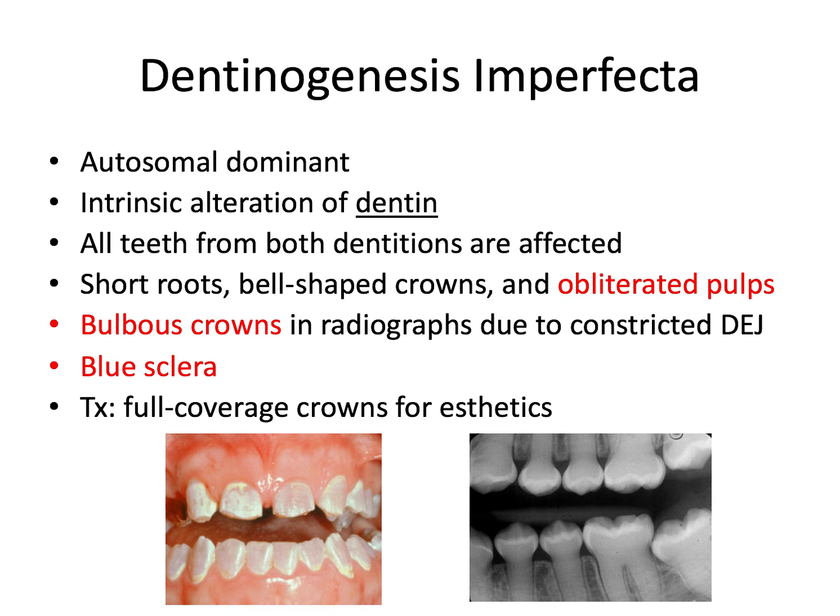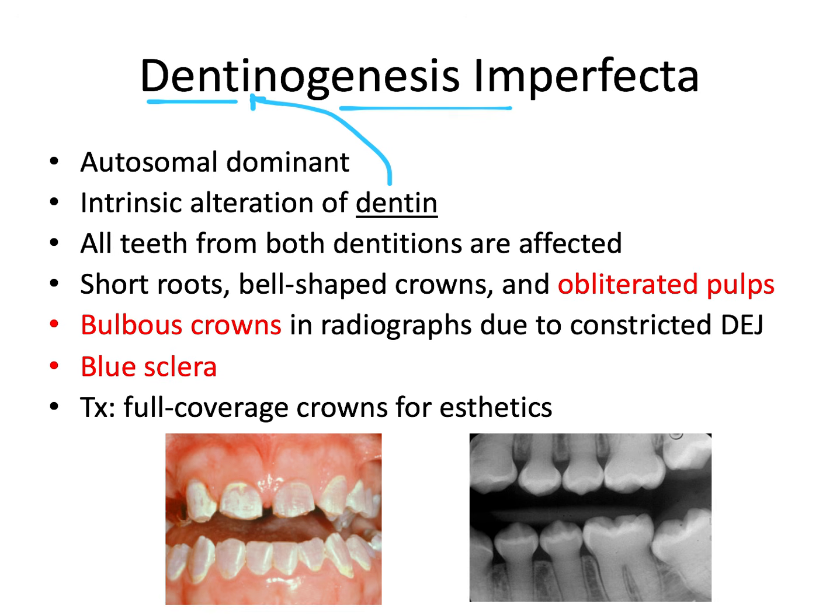This one's autosomal dominant, intrinsic alteration of dentin only. Again, creation of dentin. Name makes sense, and it's imperfect. All teeth from both dentitions here are again affected. It results in quite a few things.